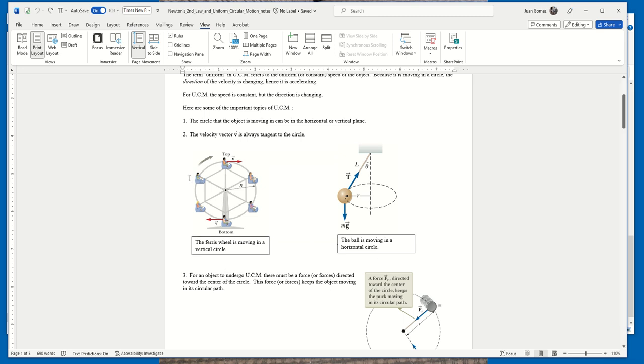Let's just look at the Ferris wheel example, and we're going to look at all the forces acting on the rider when they're at the bottom, and when they're at the top.